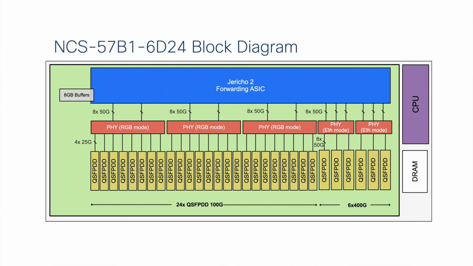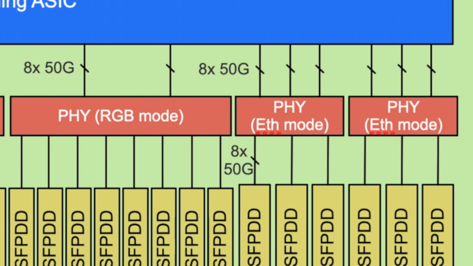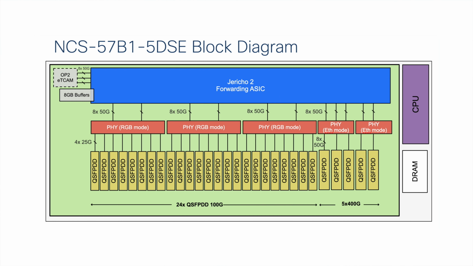From a block diagram point of view, it's all fairly simple. We have the J2 NPU in the center of this architecture, and we use PHY chipsets in reverse gearbox mode or switching mode to connect to the different ports. This PHY is also handling the MACsec tasks and offers Class C timing, something that is natively not supported on J2. The only difference with the 5DSC is the presence of the external TCAM and one 400 gig port less.